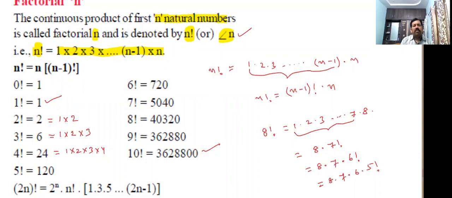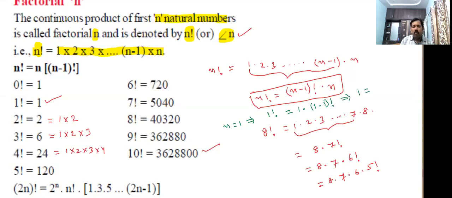But what is 0 factorial? How do we get 0 factorial? So here we know the formula: n factorial is equal to n into n minus 1 factorial. Just in place of n, substitute 1. Then what we get? 1 factorial is equal to 1 into 1 minus 1 factorial. 1 factorial means how much? 1. So 1 into 0 factorial, that is 0 factorial. Finally, we got 0 factorial value is 1.